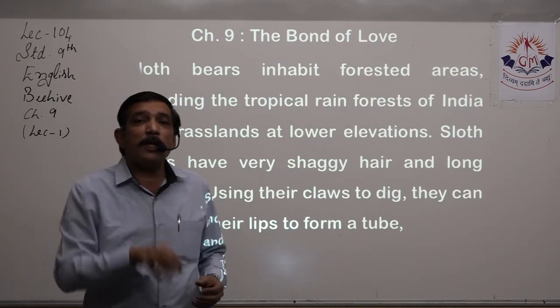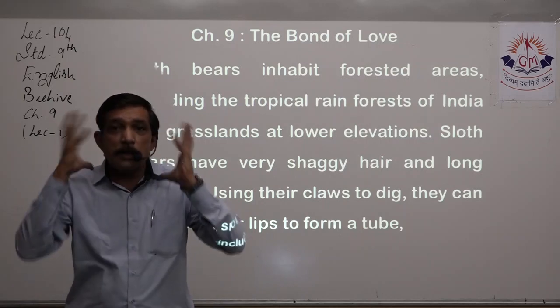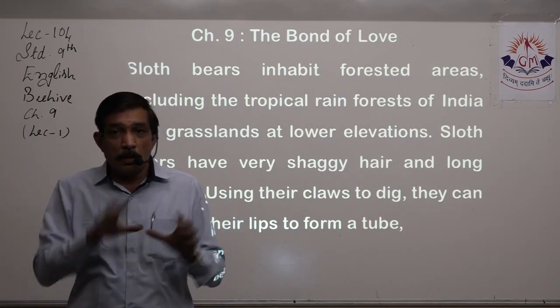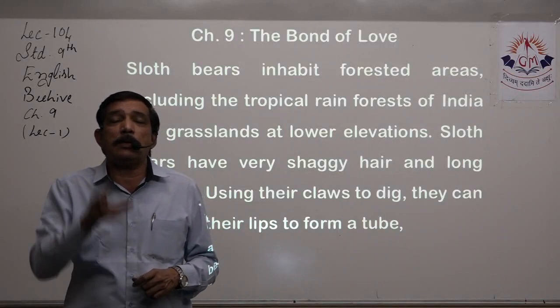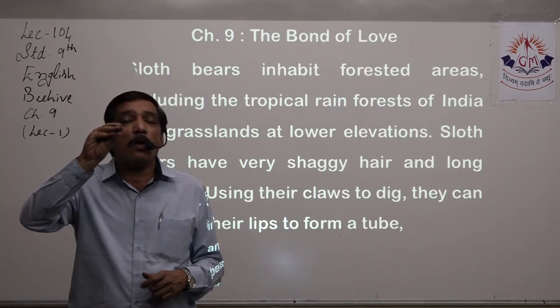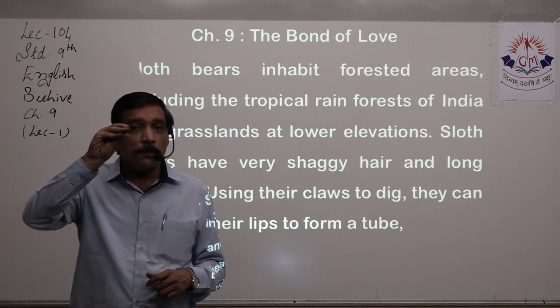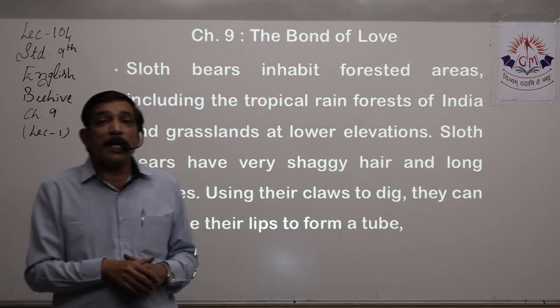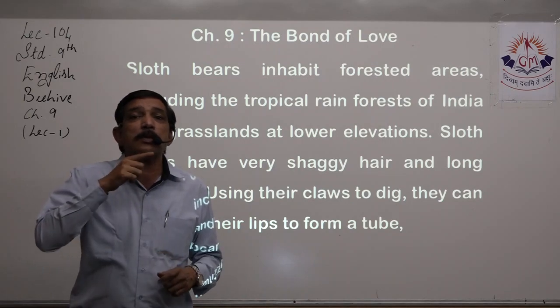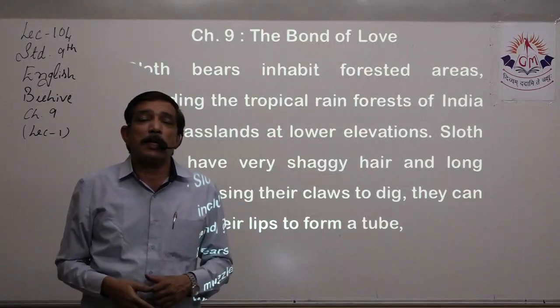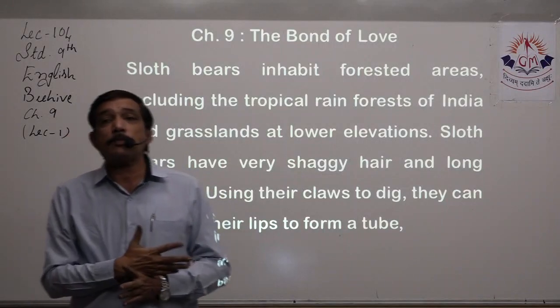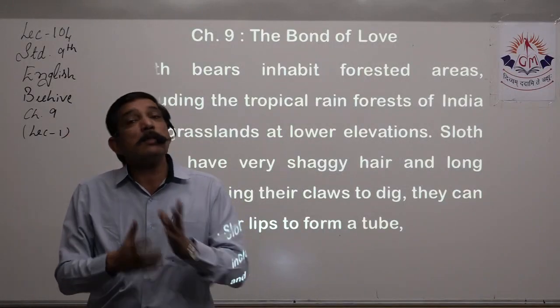The whole of the muzzle can fit inside, yet the eyes and face will still be out on the surface of the wood. But the muzzle, the mouth, will be inside, and it forms a hollow tube with the help of those lips. Then the sleek tongue comes out and scoops all the termites that are in there. Now, what's a termite? Udai, as we say in Hindi, that is termite.